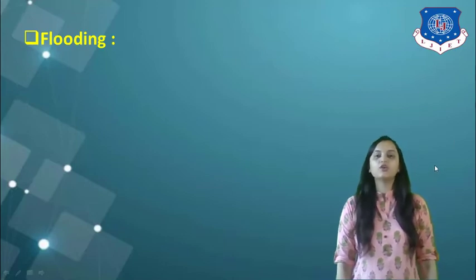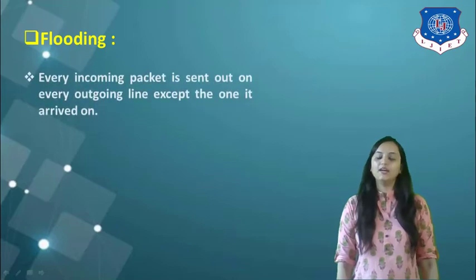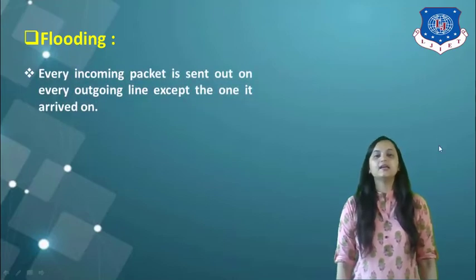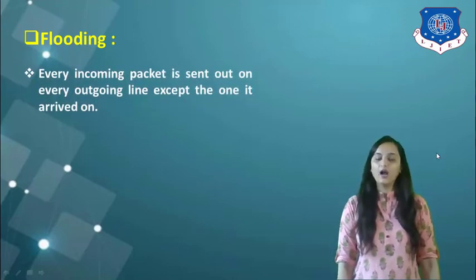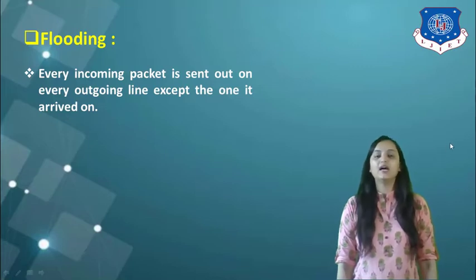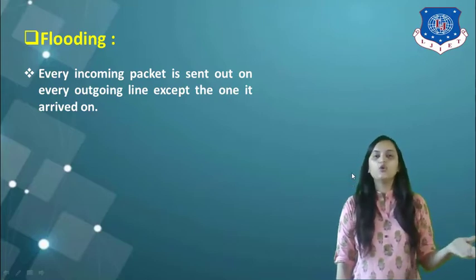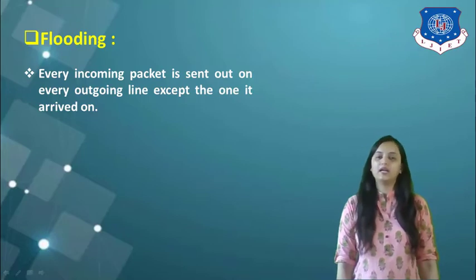So flooding is based on the concept of over provisioning. Every incoming packet is sent out on every outgoing line except the one it has arrived on. That means in this kind of routing algorithm, each and every packet is sent to each and every outgoing line. So there is no chance of packet loss in this.